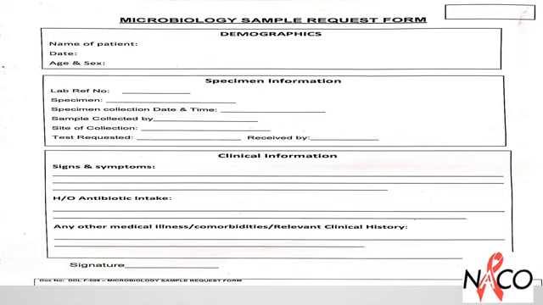This is a sample microbiology request form. The details requested in this format are the demographics of the patient, which include name of the patient, date, age, and gender. Specimen information includes lab reference number, the specimen submitted, specimen collection date and time, the collection of sample by, site of collection, test requested, and the sample received by. Clinical information would include the signs and symptoms the patient is suffering from, any history of antibiotic intake, and any other medical illness, comorbidities, and relevant clinical information.